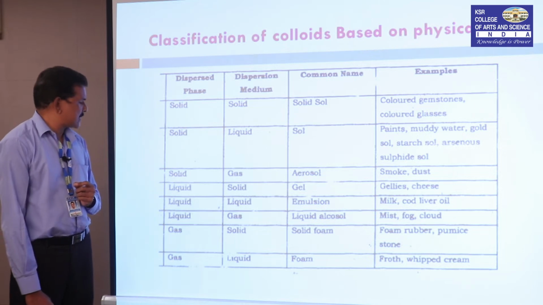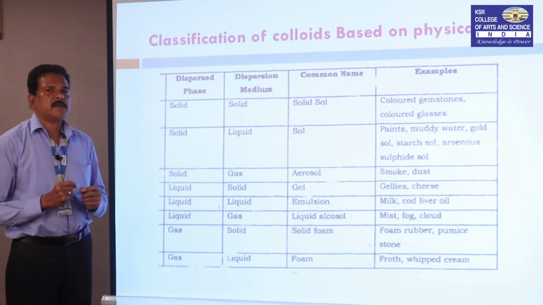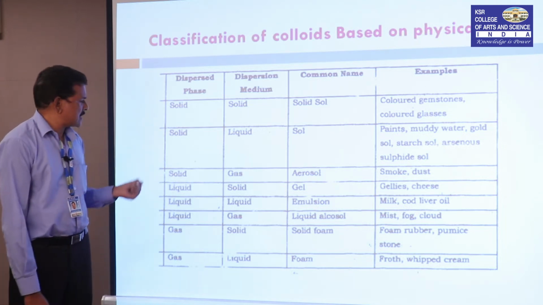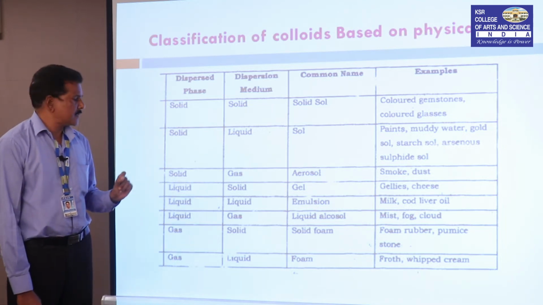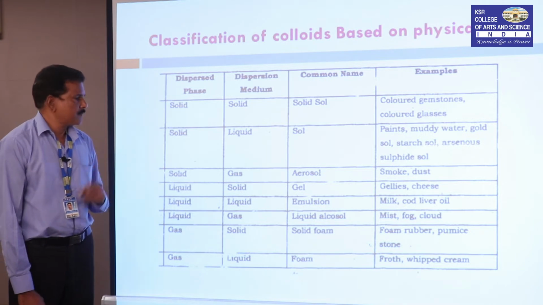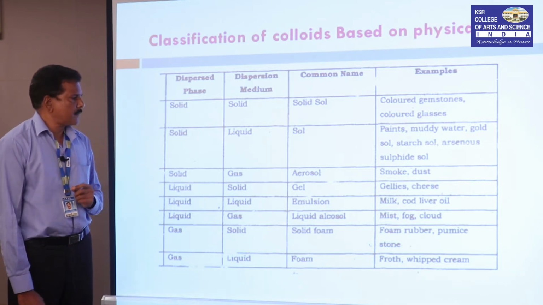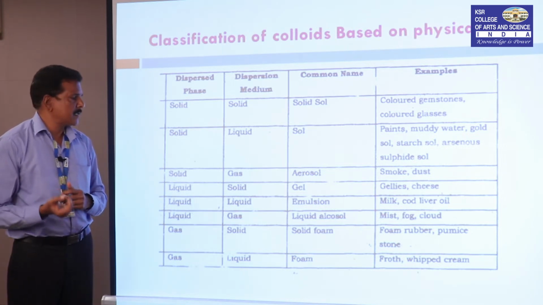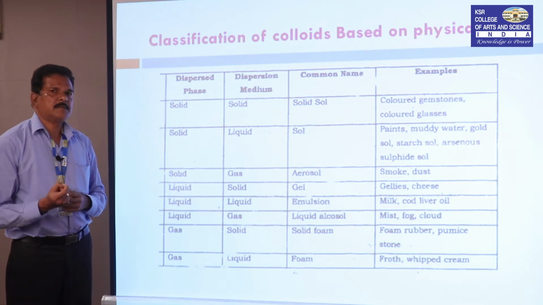Then gas. If gas is dispersed in a solid, that is solid foam. Examples: foam rubber, pumice stone. If gas is dispersed in a liquid, then the colloidal system is said to be foam. Examples: froth, whipped cream, etc.